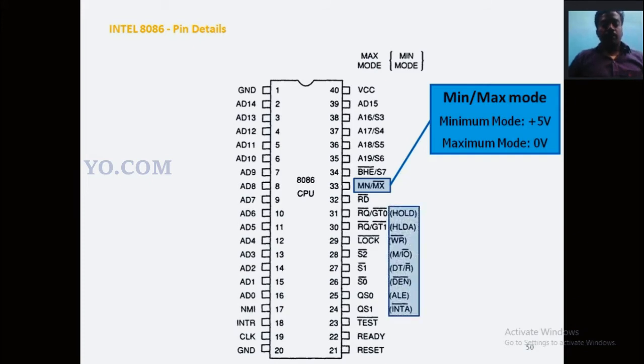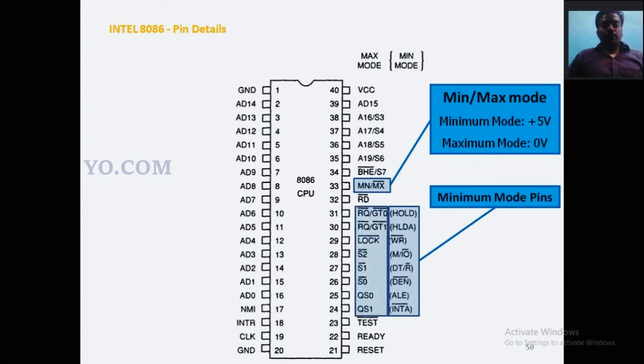The next one is the minimum mode signals. These are the minimum mode pins, and these pins carry some control signals. First one is hold, which we already studied. Then hold acknowledge, which we also studied. The next one is RD bar. What is RD bar? RD bar means the read signal. If you want to read data from memory or IO, we enable RD. Why do we write bar? That bar indicates an active low signal.